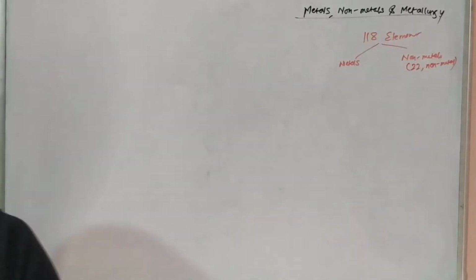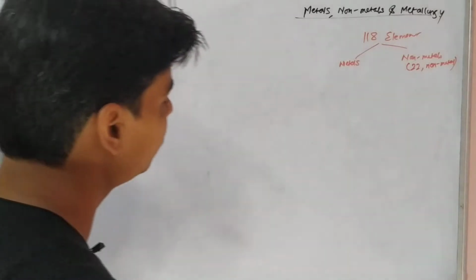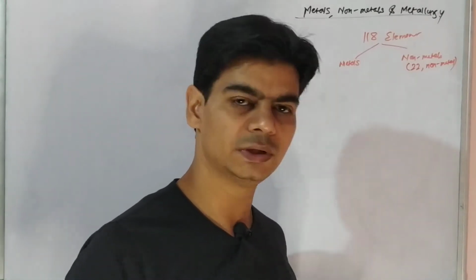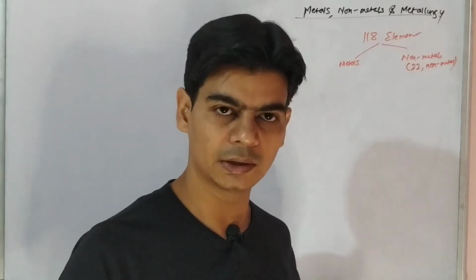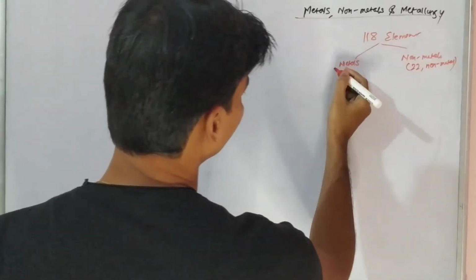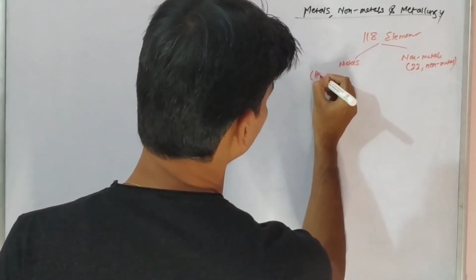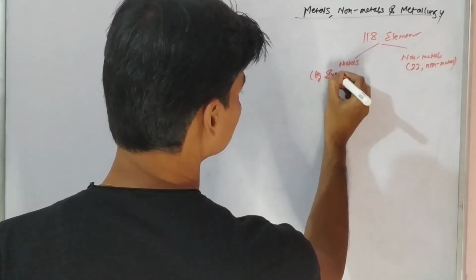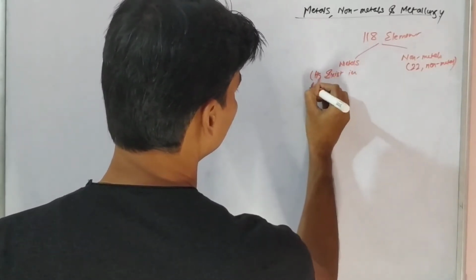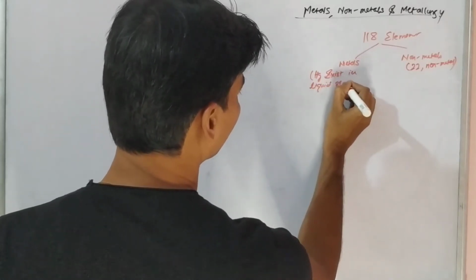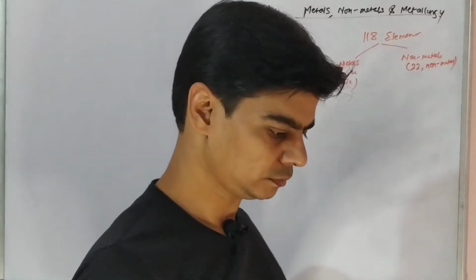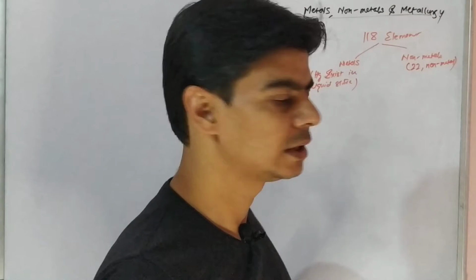And we need to remember one thing, that all metals are solids, except one, which is mercury. Mercury is a metal which exists in liquid state at room temperature. The formula of mercury is Hg. Mercury exists in liquid state at room temperature. So mercury is the only metal that exists in liquid state at room temperature.